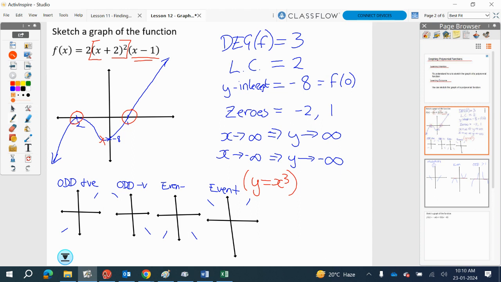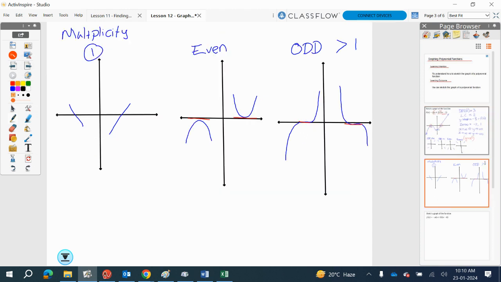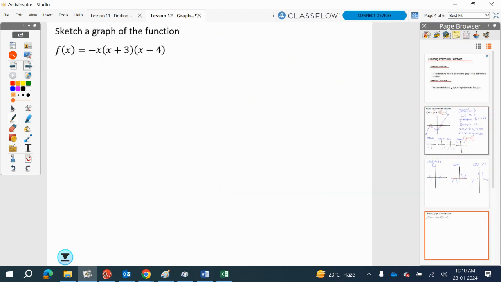But because this is 2 and this is 1, it's going to be a little closer to the 2 than to the 1. Don't assume it's at the y-intercept. Yeah, that's about it. Consider the end behavior and you can sketch it. Let's see if we can sketch this one quicker now. Have a go at sketching this one.